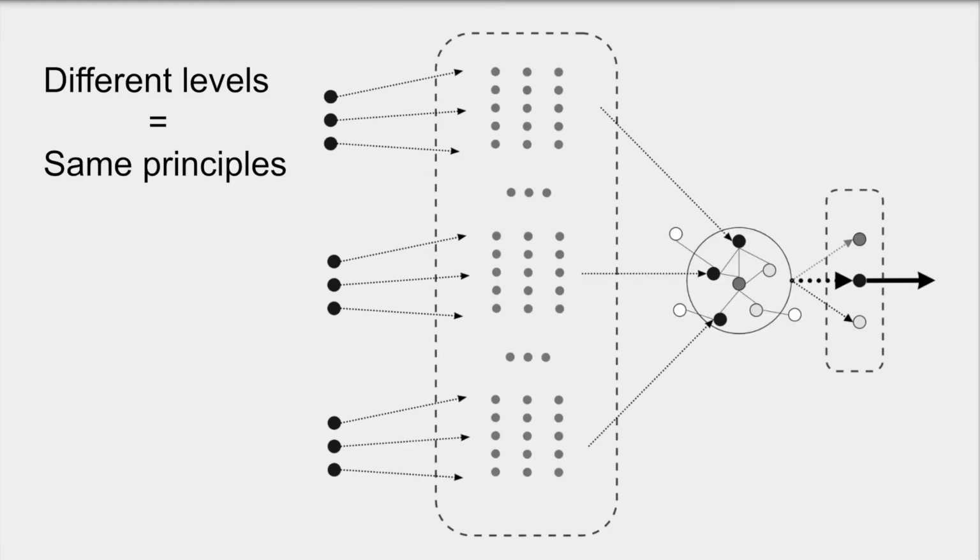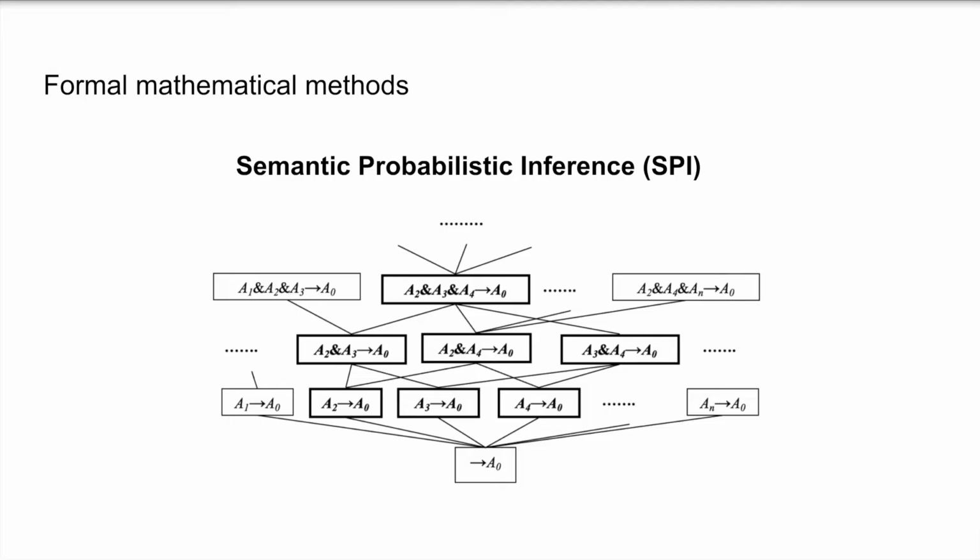All of these principles work together in a system and are implemented at all levels of information abstraction, from simplest instances to abstract invariants. So now we will show how it can be described by formal mathematical methods.